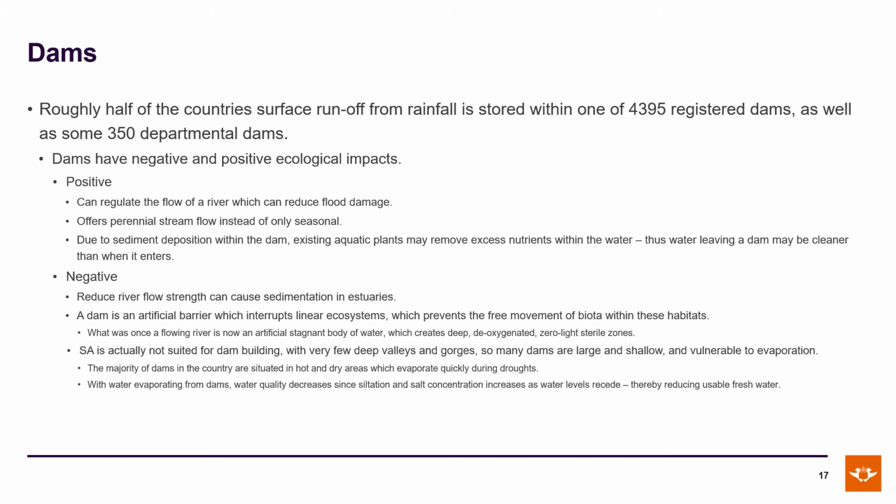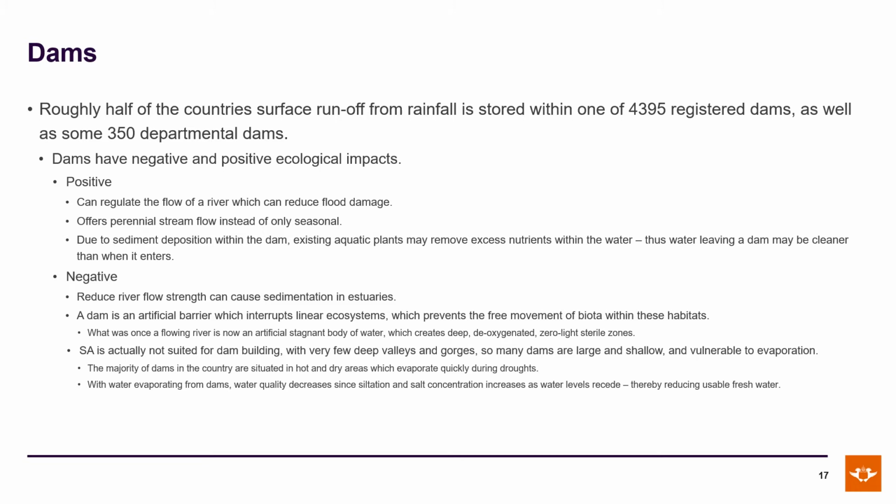Dams have both a negative and a positive ecological impact. They can regulate the flow of a river, and they can reduce flood damage. They can also offer perennial stream flow instead of only seasonal, since they control the water flow of an area, and they can also remove excess nutrients within the water due to sediment deposition occurring within the dam. And so in some instances, water leaving a dam might be cleaner than when it first enters.